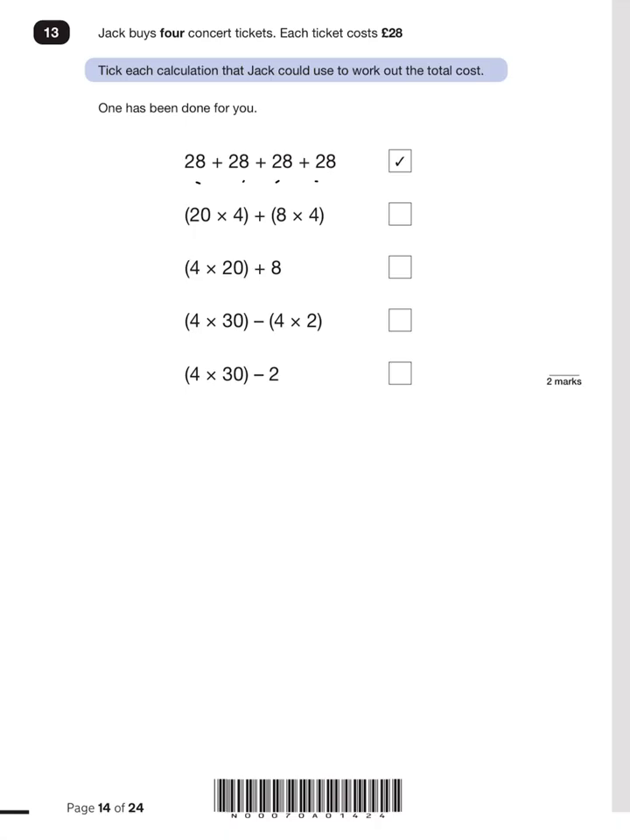Okay, so if we do 20 multiplied by 4, we're doing this 2 multiplied by this, and then we're adding 8 times 4. That seems right to me. If we do 4 times 20 plus 8, that's doing the same first part, but it's adding just 8 without the multiplied by 4, so that is wrong.